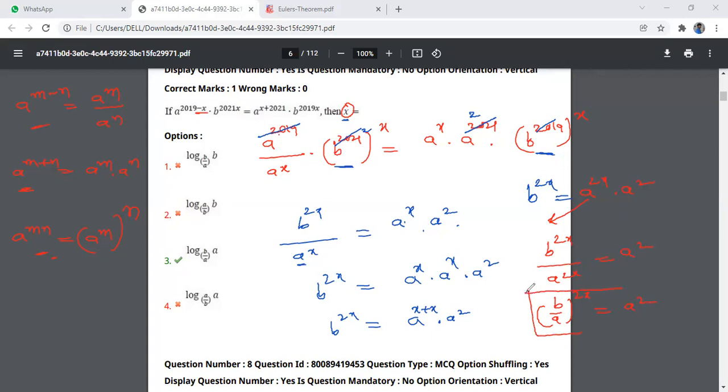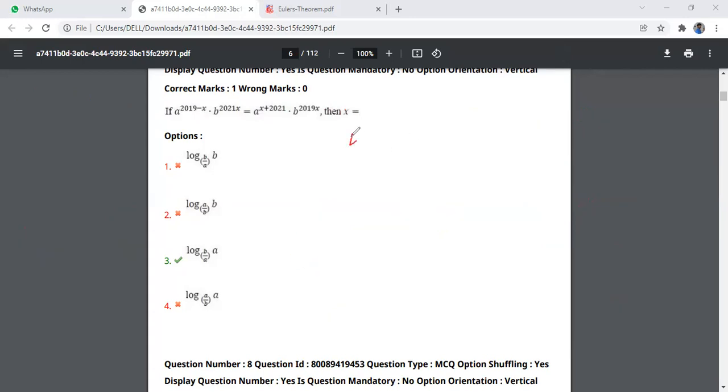Now if you know up to here, then only two steps remain. If you want, you can copy it, I will be erasing this. So b by a whole power 2x is equal to a square, we got.